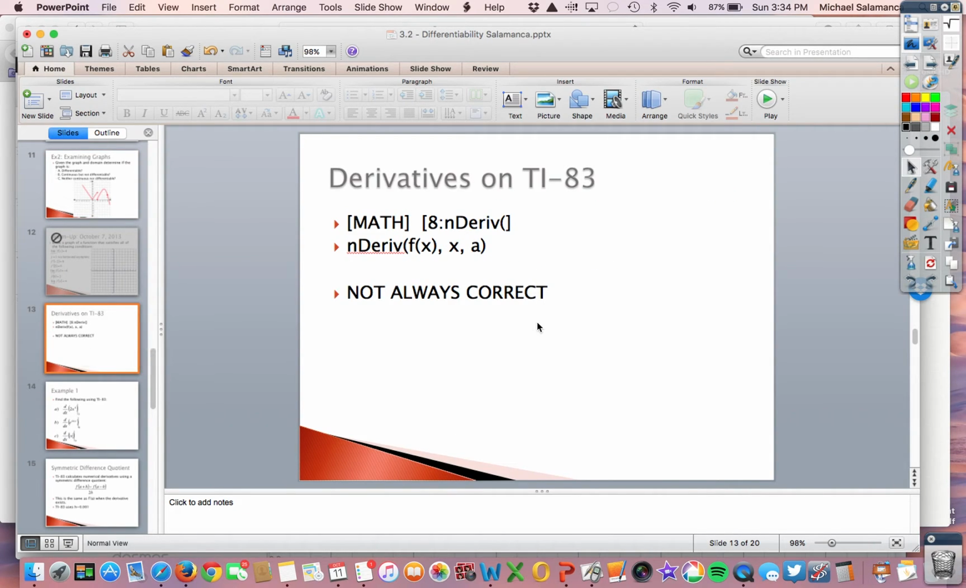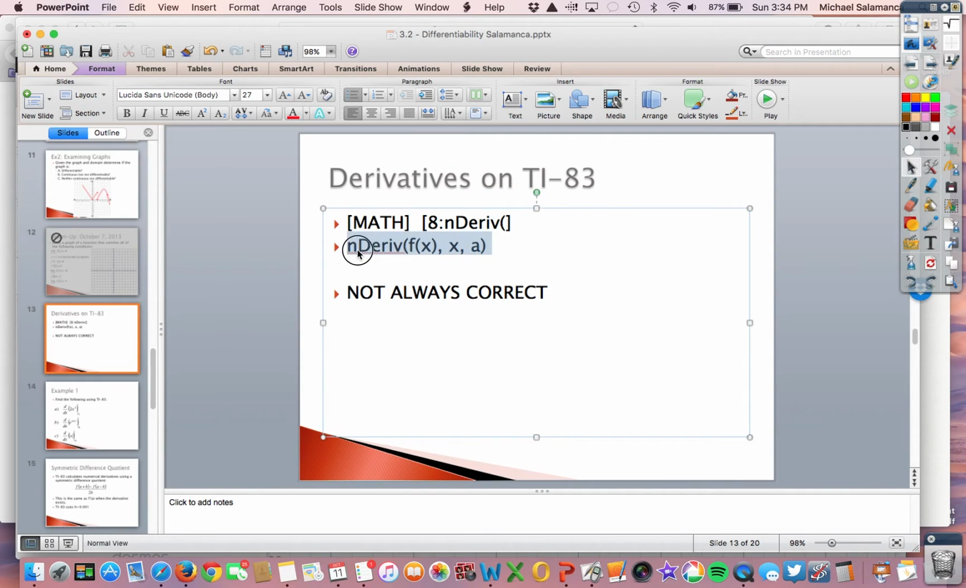Now, what I'd like for you to do is grab your TI-83 and try punching this sequence of numbers in. If you type in math and then the number 8, or scroll down to nDeriv, this is actually one way for you to find the derivative using your calculator. The way you would input it looks like the following: nDeriv of f of x, for x and a. Notice I put this note here that it's not always correct.